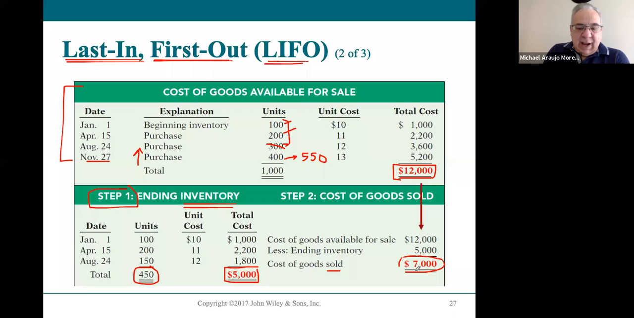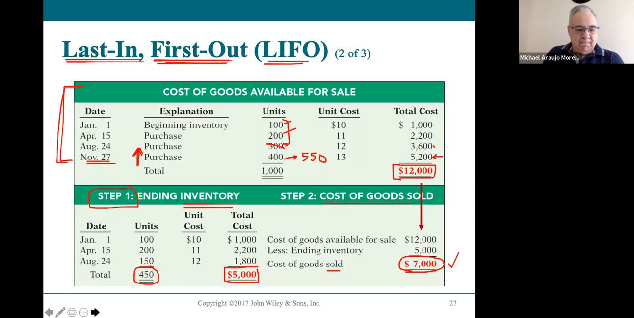How do we know that 7,000 is accurate? Well, we can calculate the cost of goods sold as well by knowing that we sold all 400 of the November purchase, which gives us the $5,200 of cost there. And we sold half of the August purchase, which gives us half of that, which is 1,800, and 5,200 plus 1,800 is 7,000. So you can determine it. Okay. So that is how the LIFO method would work. You still are looking at the inventory list, but now the ones that are listed last are assumed to be first out.